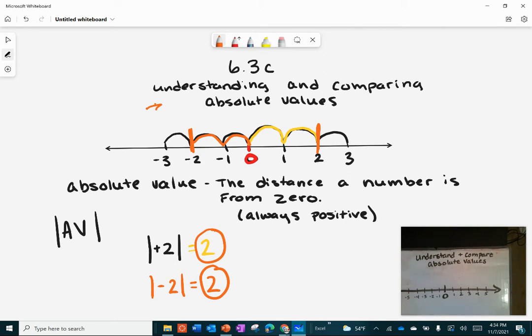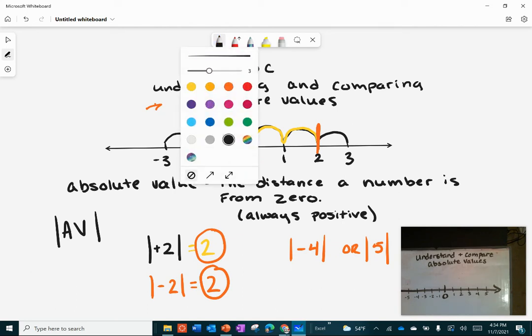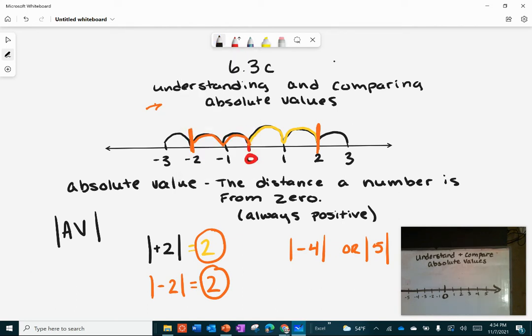If we're comparing absolute values, you might see a question that says, which one has the greater absolute value, the absolute value of negative 4 or the absolute value of 5? Well, let's see what the absolute value of each one is first. So I'm going to add, here's negative 4, here's negative 5. Here's positive 4 and positive 5. I can get rid of these.